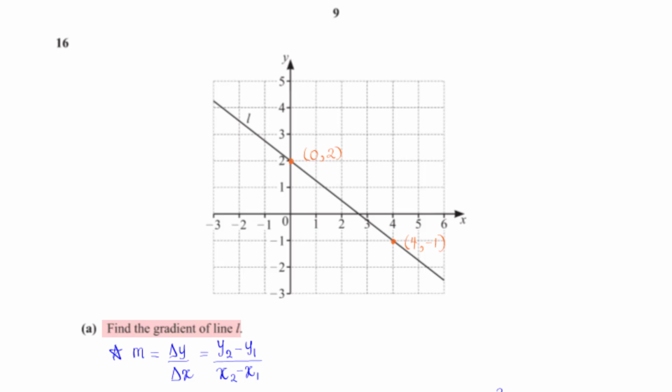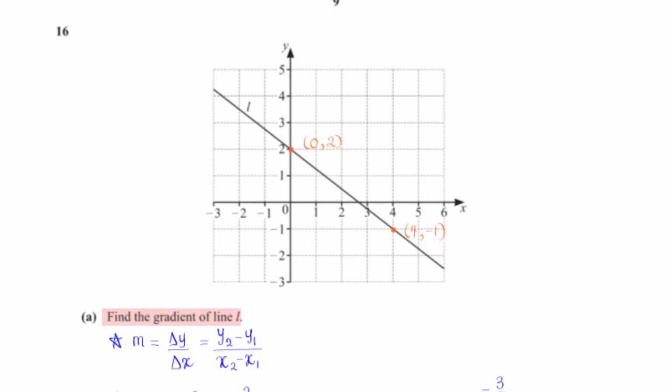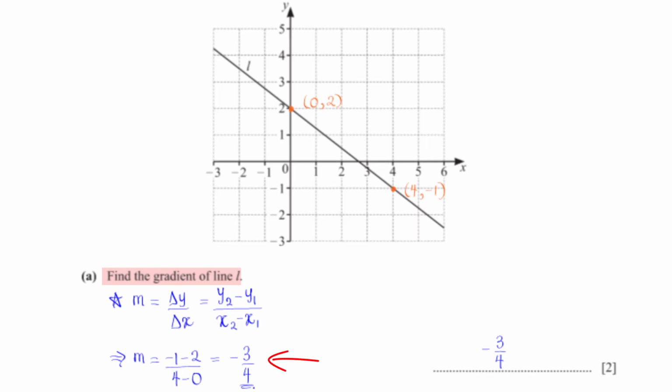Find the gradient of line L. And so to find the gradient of line L, we know that it is y2 minus y1 divided by x2 minus x1. And so we need to identify 2 points on the given line. And so the 2 points we'll be using are (0, 2) and (4, -1). And so when we slot that into the formula, we get a final answer of m equals negative 3 over 4.